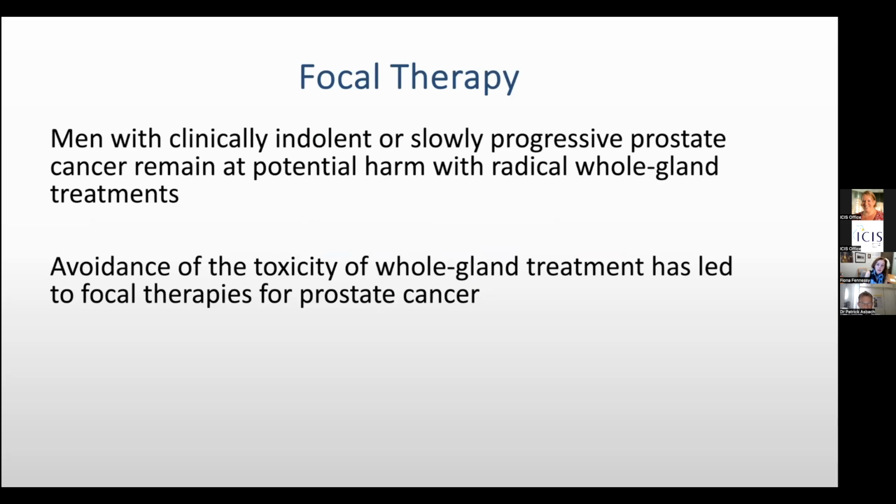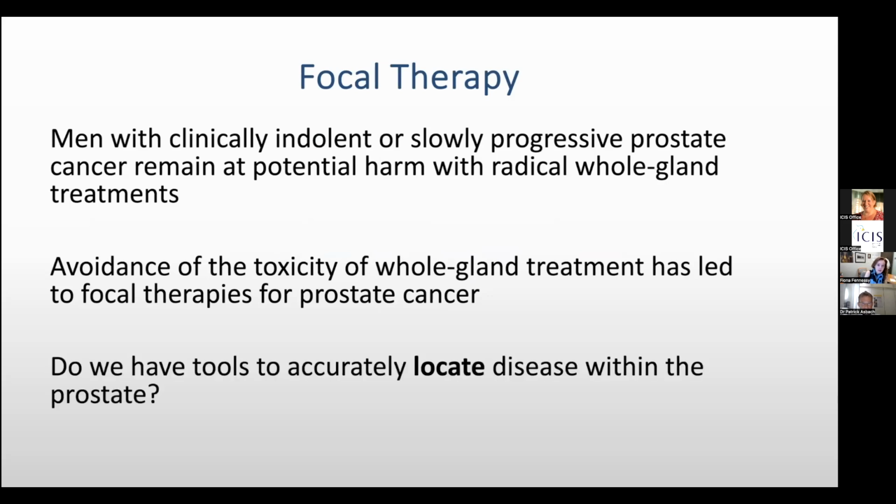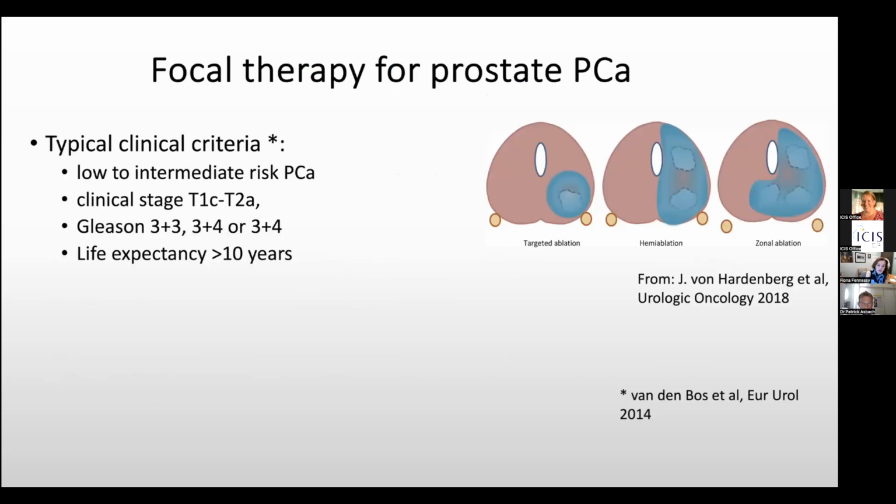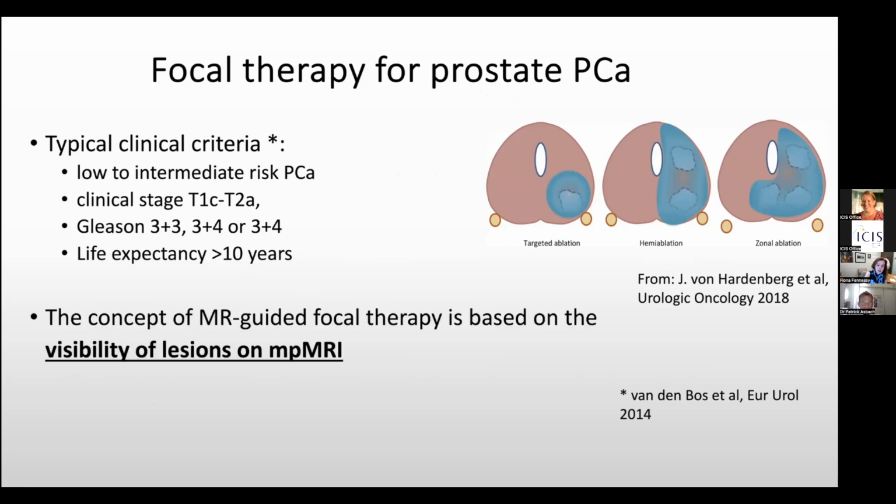But to make focal therapy really work, and to have the patients benefit from it, we as radiologists need to have the tools to accurately locate the disease within the prostate and locate the tumor boundaries. When we think of focal therapy for prostate cancer, you can do a targeted ablation, and if you have a tumor right here, you can do hemiablation of half the gland, and even zonal ablation, so maybe 3/4 of the gland. Depending on how extensive the tumor is, but this all falls back on the visibility of the lesion on MRI because it's going to be MRI directed.